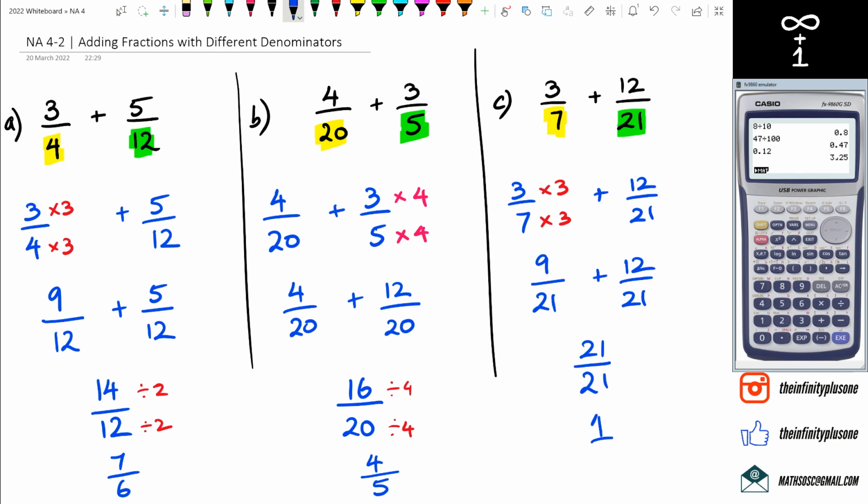But anyway, guys, this is how you do adding fractions with different denominators.